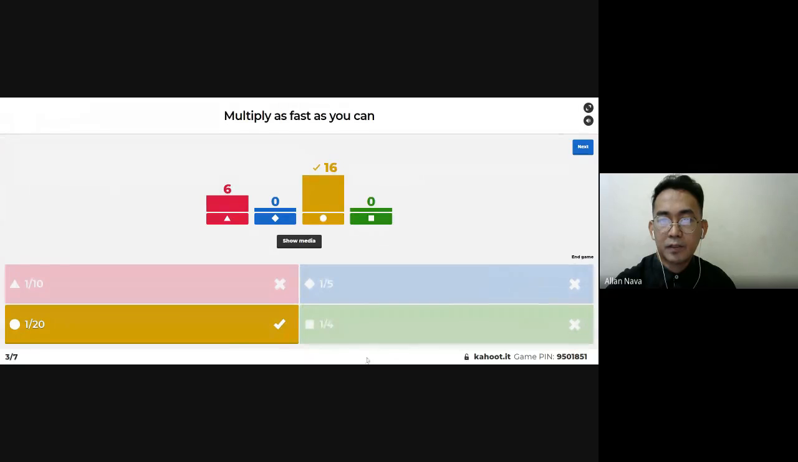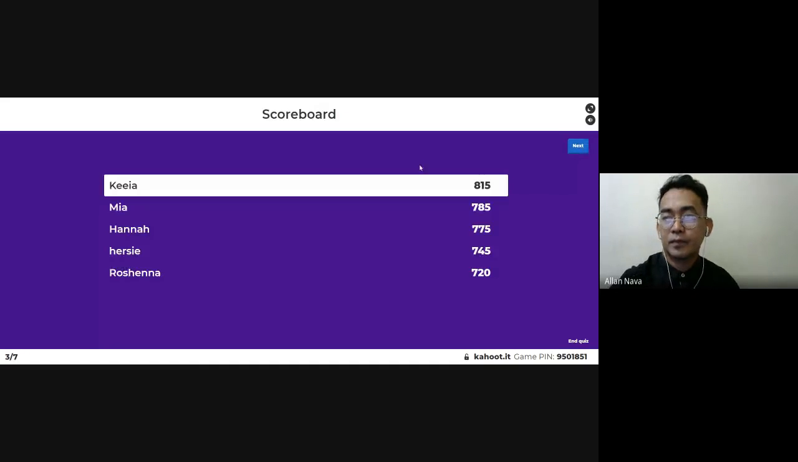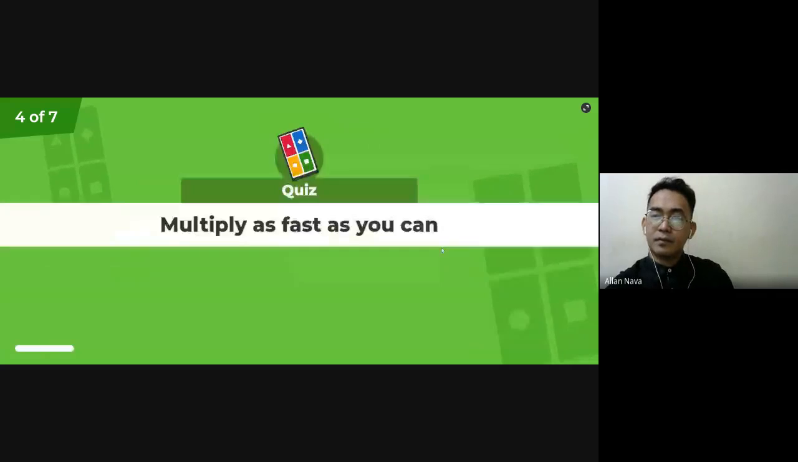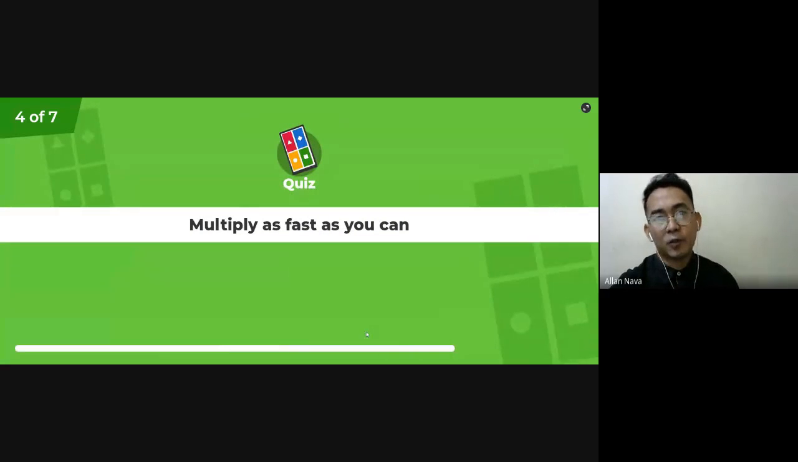Okay, the correct answer is 1/20. That is 4 times 5. Denominator, 4 times 5 is 20. Numerator, 1 times 1 is 1. Okay, next, multiply as fast as you can.